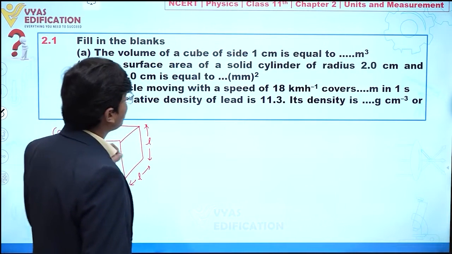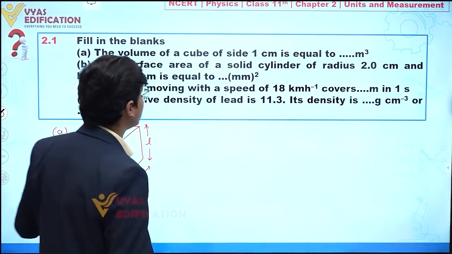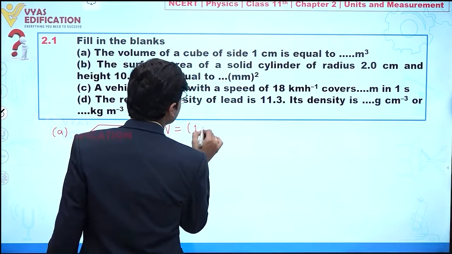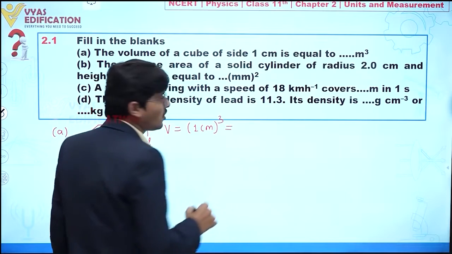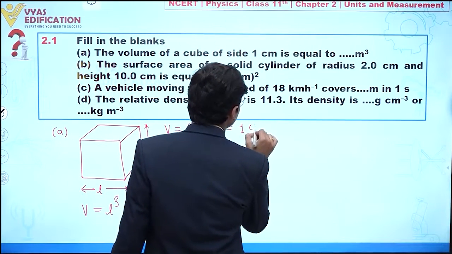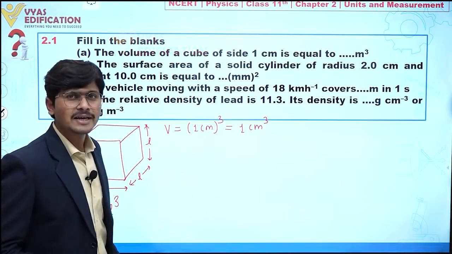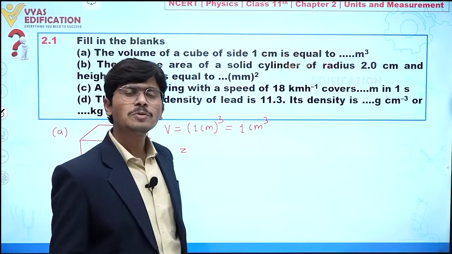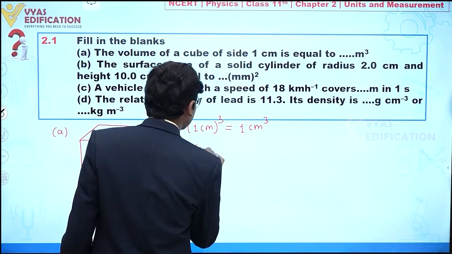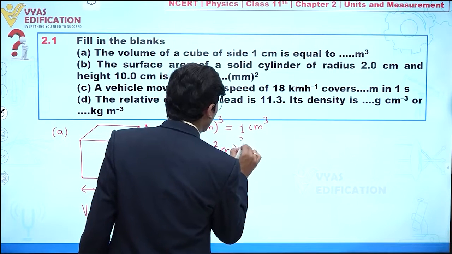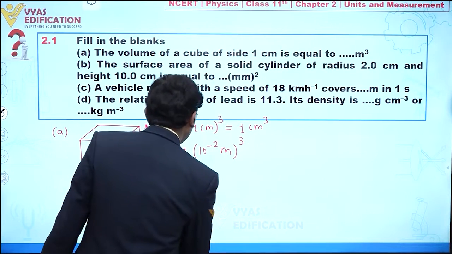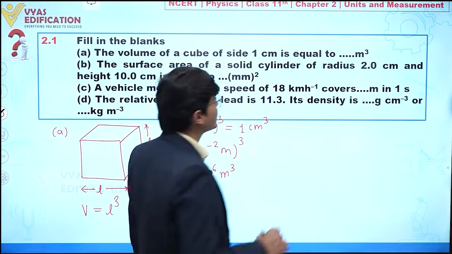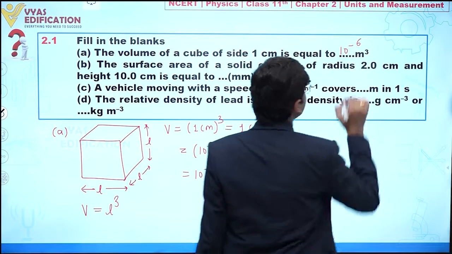Now the value of the side is given to you in centimeter. This is 1 centimeter, so we can write 1 centimeter whole cube, or 1 centimeter cube. But here we have to find this volume in meter cube. We know very well that 1 centimeter is 10 to the power minus 2 meter, so we write 10 to the power minus 2 meter whole cube. This is equal to 10 to the power minus 6 meter cube. So the correct answer is 10 to the power minus 6 meter cube.